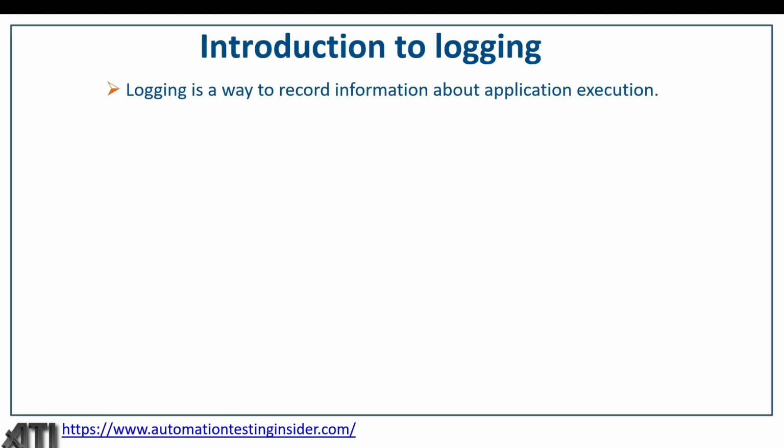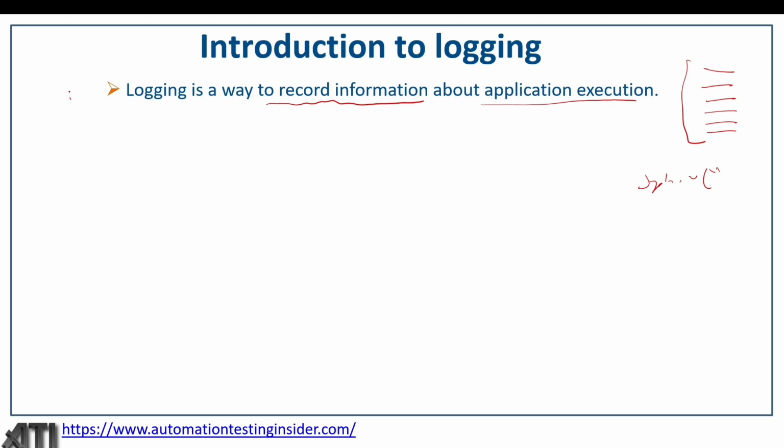Logging is a way to record information about application execution. Whenever we run our script, we need certain information for debugging purposes, or if we want to know the flow of the application, the flow of the execution of the script. Generally what we do is use System.out.println to print a particular step, like what we are doing at that step. Instead of that, we can now use the logging mechanism.